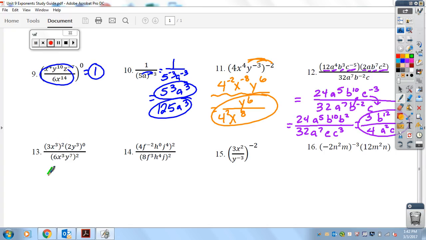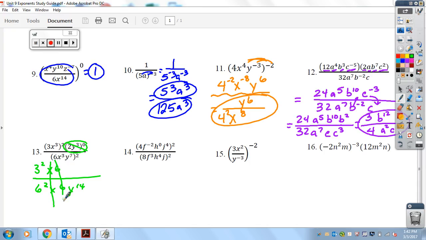X to the 3rd to the 2nd is x to the 6th, but don't forget 3 squared also gets 1. Anything to the power of 0 is 1, so that just sort of goes away. Don't even have to deal with that anymore. The denominator, don't forget 6 goes to the 2nd power also. X to the 6th, 3 to the 2nd is 6, and y to the 14th. All right. The same amount of x's in top and bottom, so they fully cancel each other out.